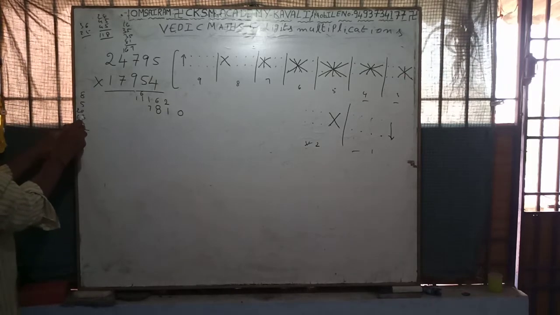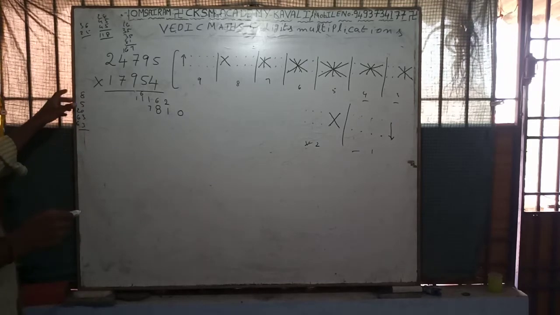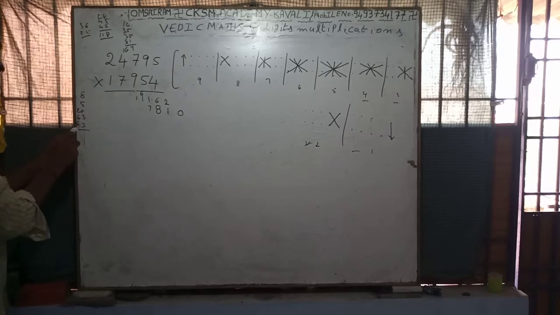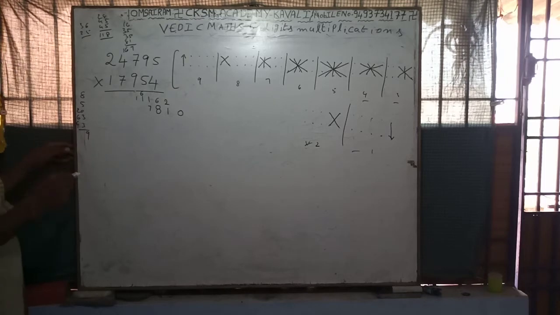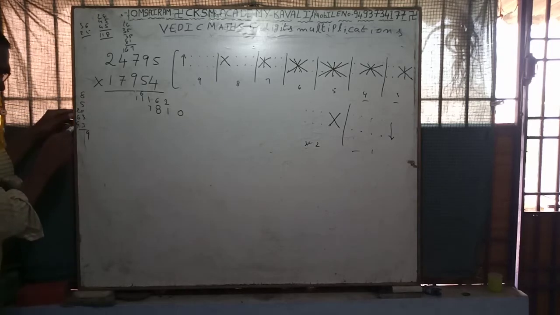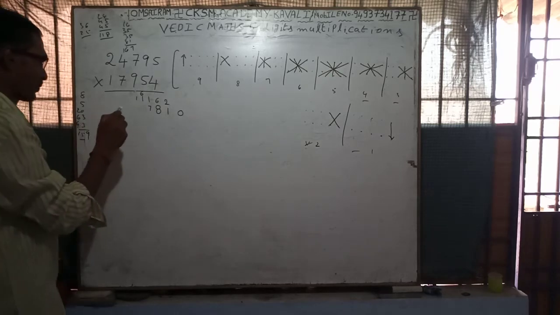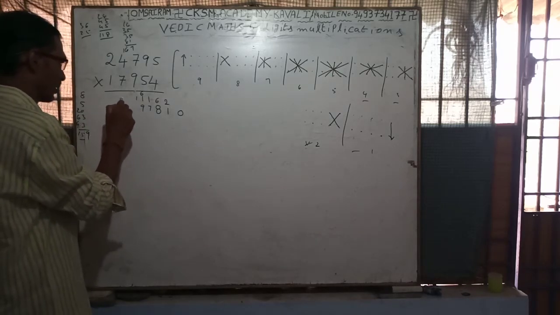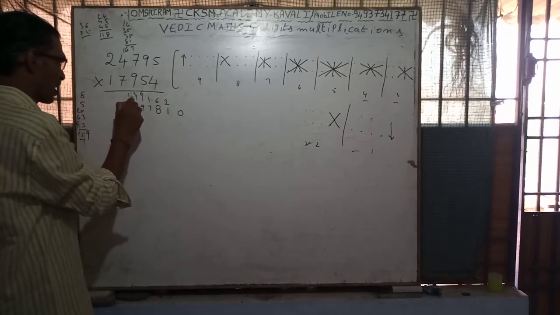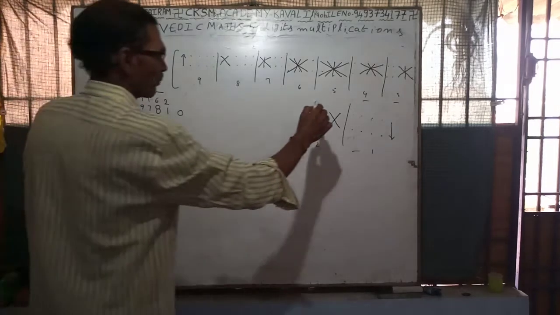So 3 plus 3 is 6, 8 plus 5 is 13, 13 plus 6 is 19. 6 plus 6 is 12, 13, 14, 15. So what is the total? 159. So the fifth step is over.